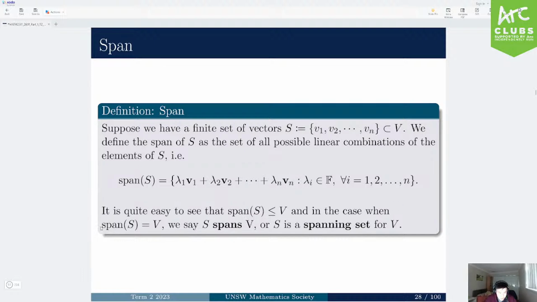In the case where the span of S is equal to our vector space V, we say that S spans V, or S is a spanning set for V.